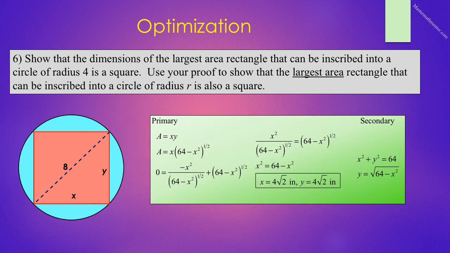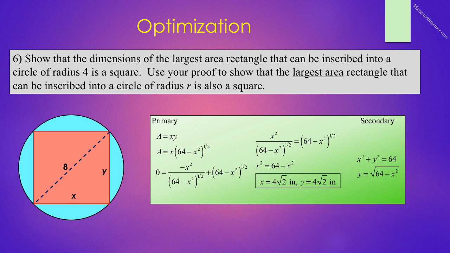We write the sides of our rectangle as x and y. We do not use x and x because we do not know it's a square. That's what we're trying to prove. And since the radius is 4, the diameter is 8. So our primary equation is A is equal to xy. Since there are two variables on the right-hand side, we must have a relationship between x and y.